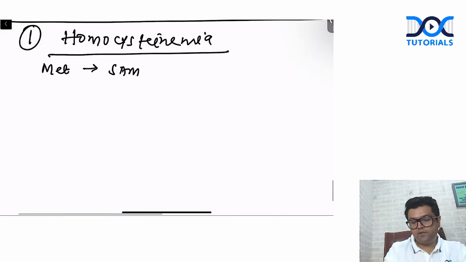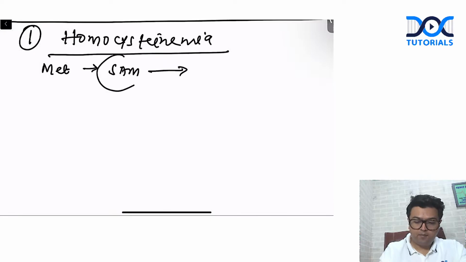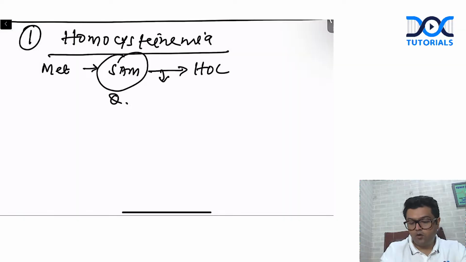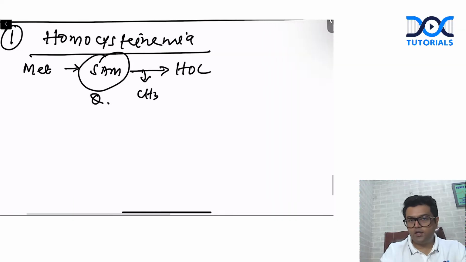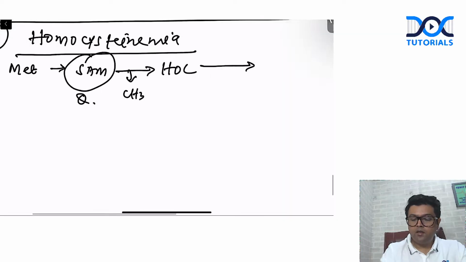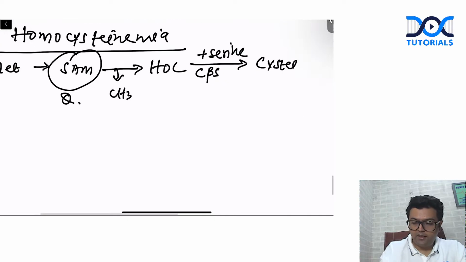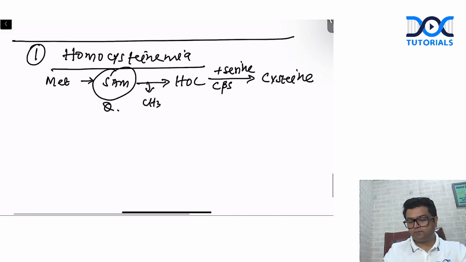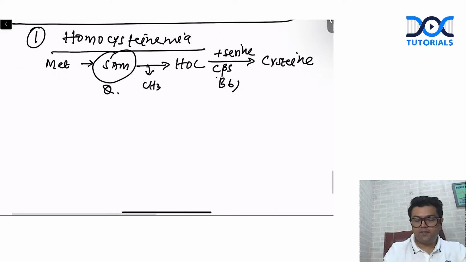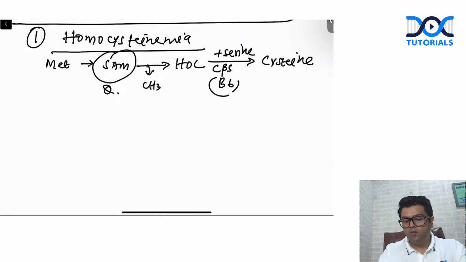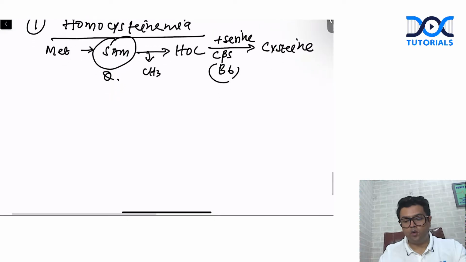Methionine first makes SAM. SAM is a methyl donor in various reactions. That's a separate MCQ you should know. Then SAM converts to homocysteine after releasing the methyl group. Methyl group is removed. HOC is homocysteine. And homocysteine then, by addition of the amino acid serine, and in the presence of the enzyme called cystathionine beta synthase, is converted through some more steps into cysteine. So this is a B6 dependent enzyme, cystathionine beta synthase. Fine.